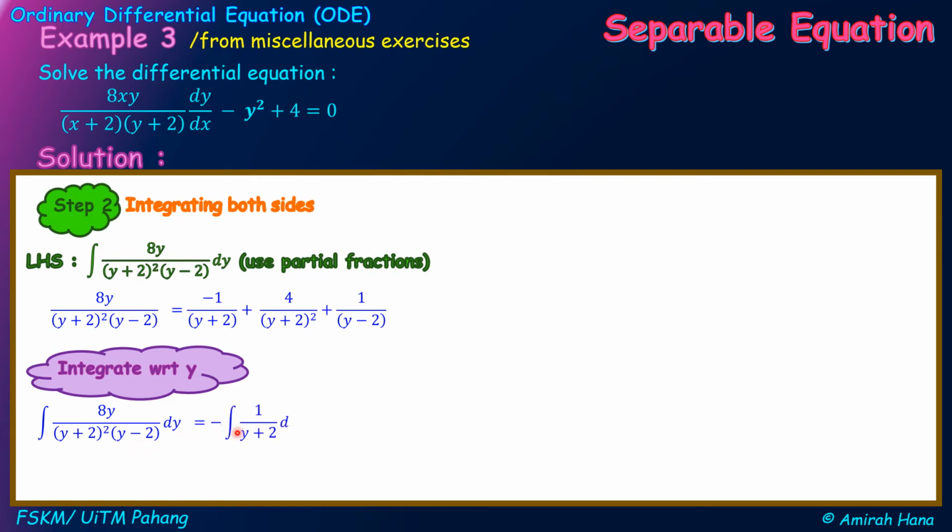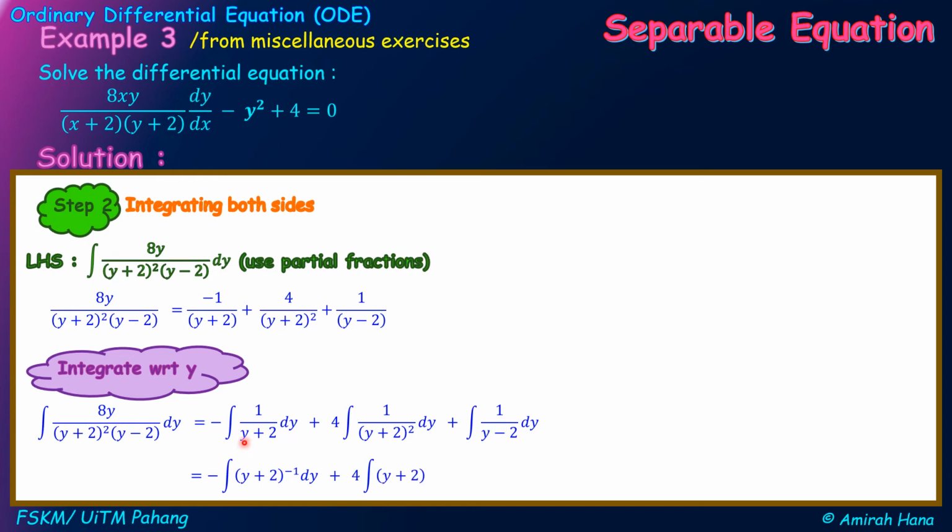It will equal, we move out the negative sign here, so we have the integration of 1 over y plus 2 dy, plus we move out the constant 4, so we have 4 times the integration of 1 over (y plus 2) squared dy, and then plus the integration of 1 over y minus 2 dy. So we integrate one by one because in between is a plus sign.